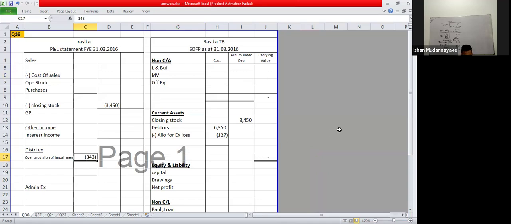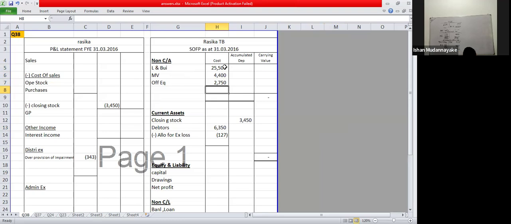Now I look at the third adjustment, accumulated depreciation. The policy of the business is to provide depreciation on straight line basis on cost as follows. At first we record cost. Land and building cost 25,500. Motor vehicle cost 4,400. Office equipment 2,750.